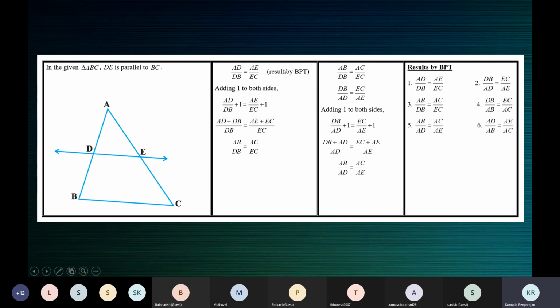Look at this here. This is given to us. We have a triangle and we have this line DE parallel to BC. It's given, see here. In the given triangle ABC, DE is parallel to BC. So that means AD by DB is equal to AE by EC.